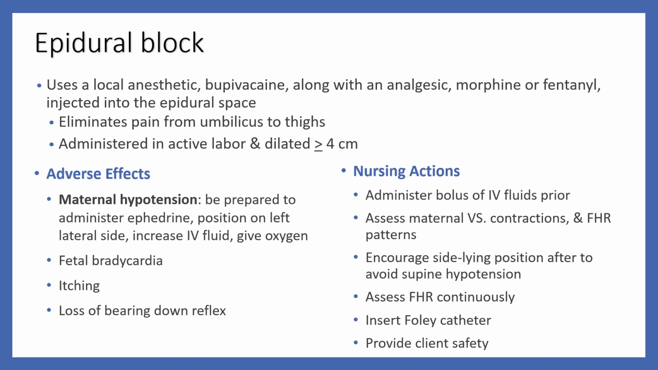An epidural block consists of a local anesthetic, bupivacaine, along with an analgesic, morphine or fentanyl, injected into the epidural space at the level of the fourth or fifth vertebrae. This eliminates pain from the level of the umbilicus to the thighs, relieving the discomfort of uterine contractions, fetal descent, and stretching of the perineum. However, this might not remove pressure sensations.